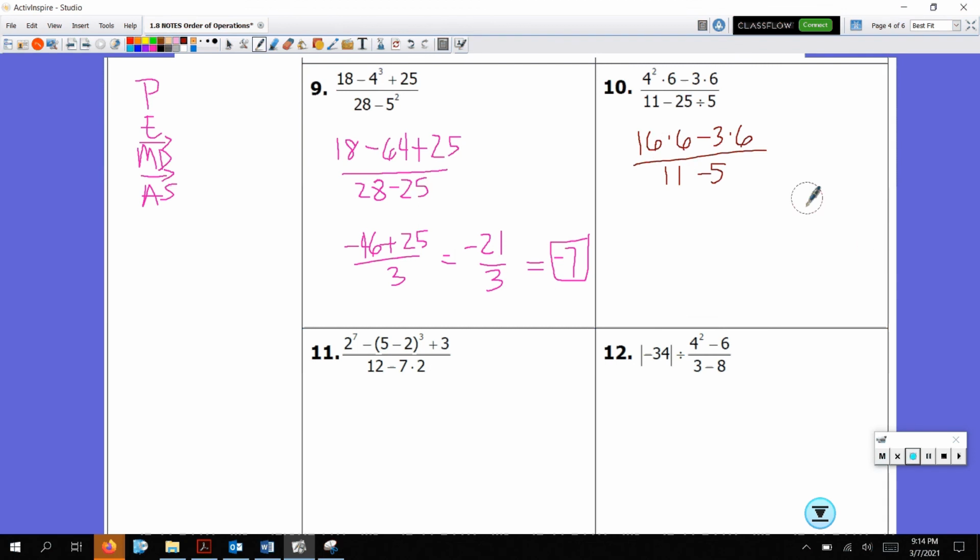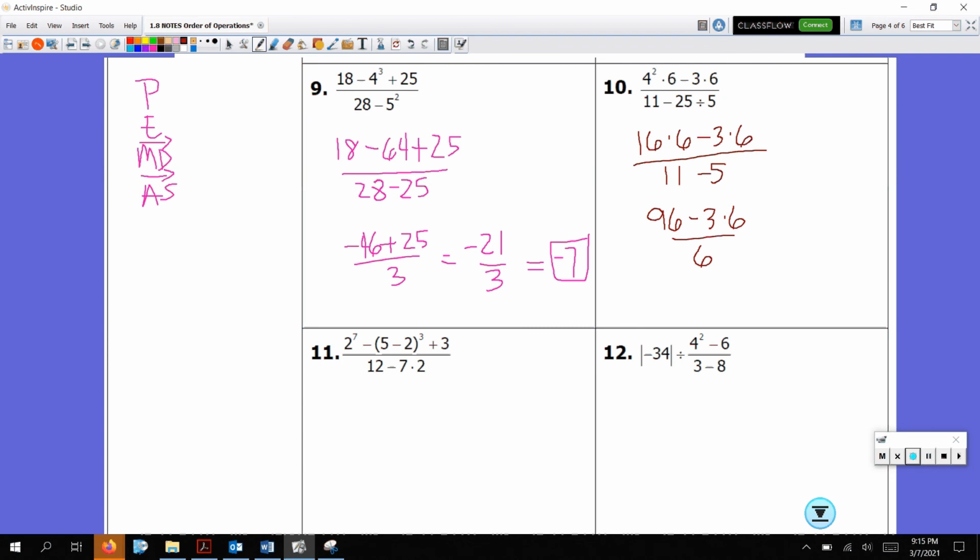So now, I'm ready to keep reducing. 16 times 6 comes first because I have 2 multiplications and a subtraction. Multiplication goes left to right. This multiplication comes before that one. 16 times 6 gives me 96 minus 3 times 6 over 11 minus 5 is 6.